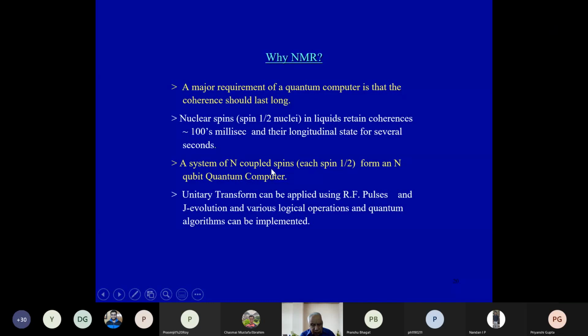Okay, and you can transfer information from one qubit to another qubit through the coupling network, coupled spins. And unitary transforms can be applied using radio frequency pulses and J evolution. I will show you this. And various logical operations and quantum algorithms can be implemented.